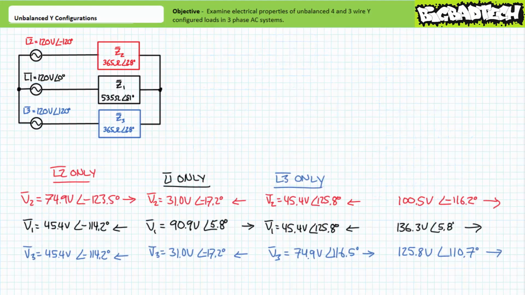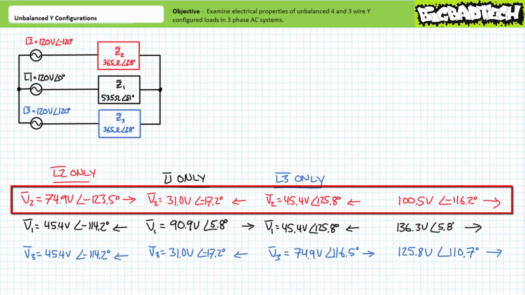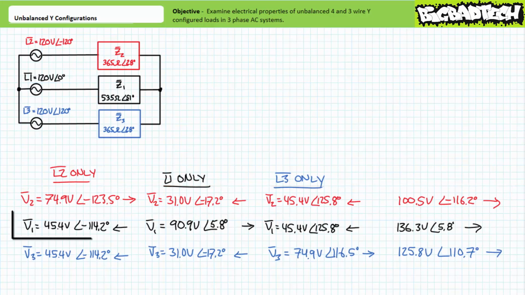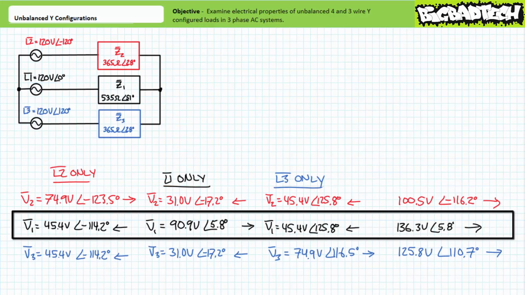Accounting for not only magnitude and phase shift, but also polarity, it can be demonstrated load impedance Z2 experiences a voltage drop of 100.5 volts at an angle of negative 116.2 degrees, where assumed polarity, positive to negative, is left to right. Similarly, accounting for not only magnitude and phase shift, but also polarity and direction, it can be demonstrated load impedance Z1 experiences a voltage drop of 136.3 volts at an angle of 5.8 degrees, where again assumed polarity, positive to negative, is left to right.